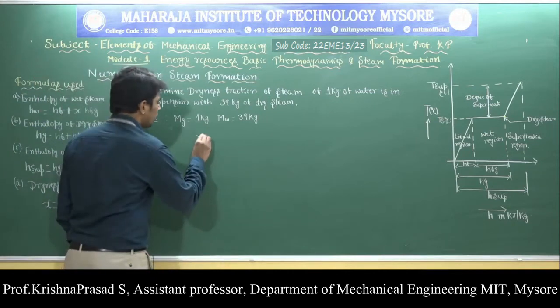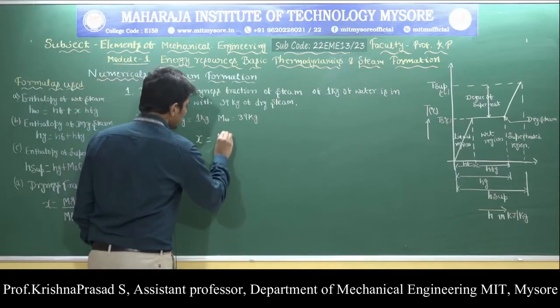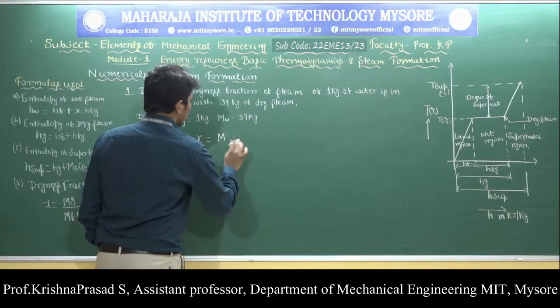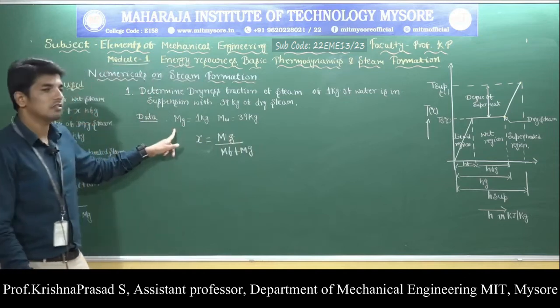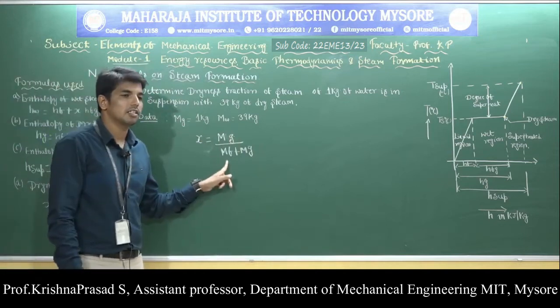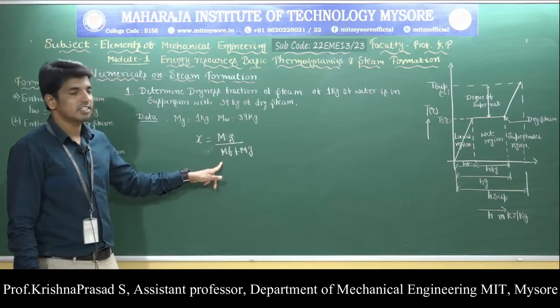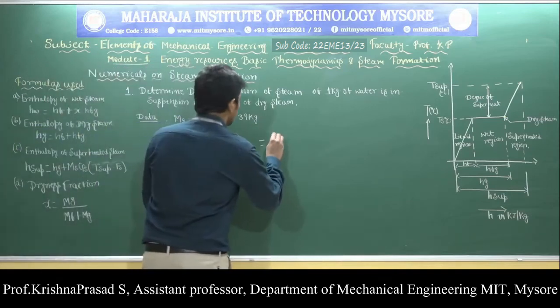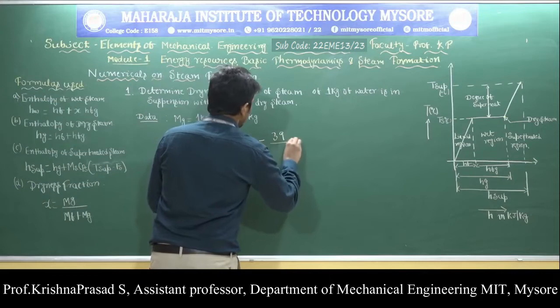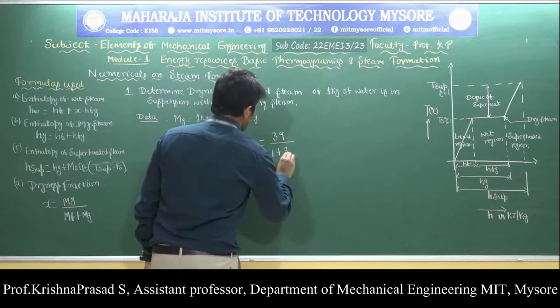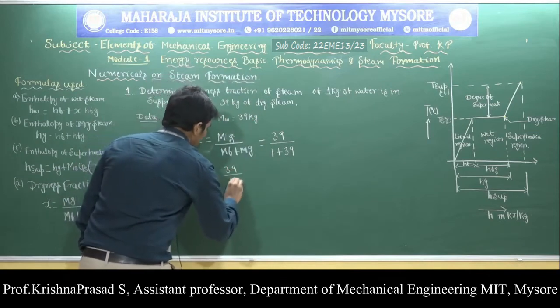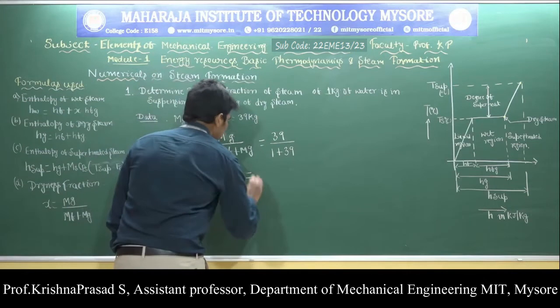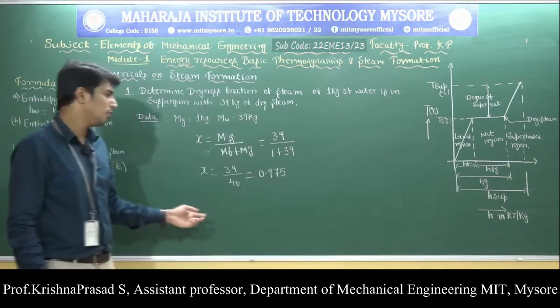The dryness fraction formula is x equal to mg divided by mg plus mf. We know that according to the data, mg is the dry steam and mf is the mass of water in suspension. Therefore, substitute mg equal to 39 kg and mf equal to 1 kg. Then x is equal to 39 kg divided by 40 kg. So the dryness fraction we obtained is 0.975.